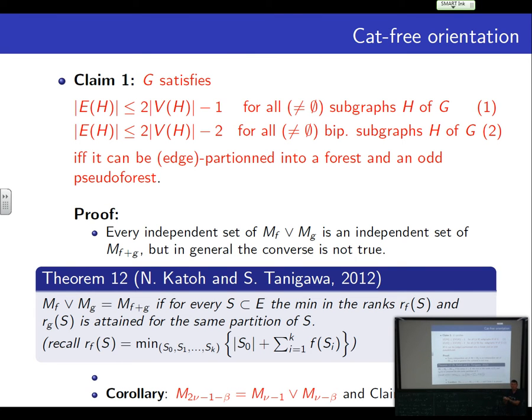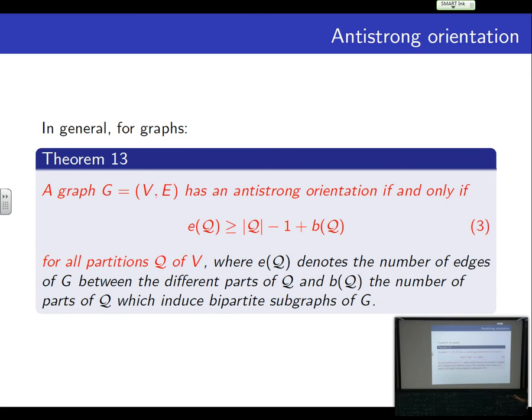Now, if I have a graph which has more edges than 2n minus 1, I am going to get a cat no matter what I do. This is clear. But now the question is, can I orient it in such a way that I do get a cat-free set of size 2n minus 1? That means that the bipartite representation will be connected. And this is possible if and only if you can derive this. This is not a direct consequence, of course.